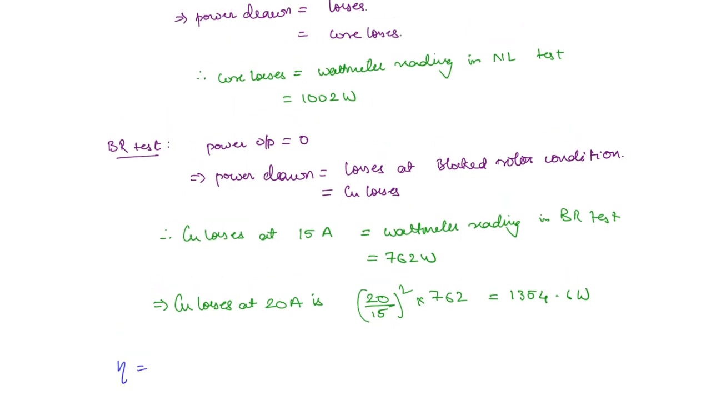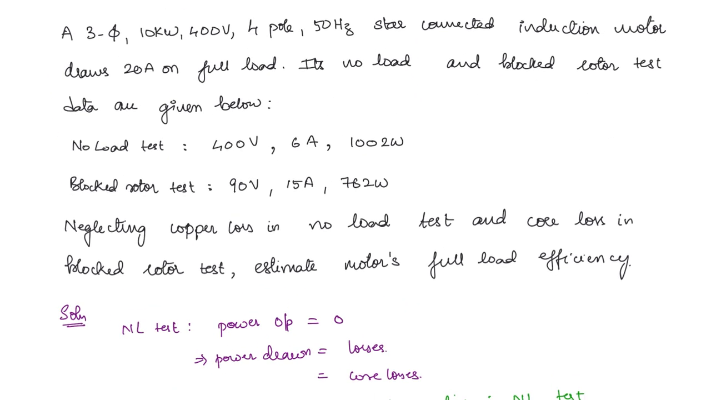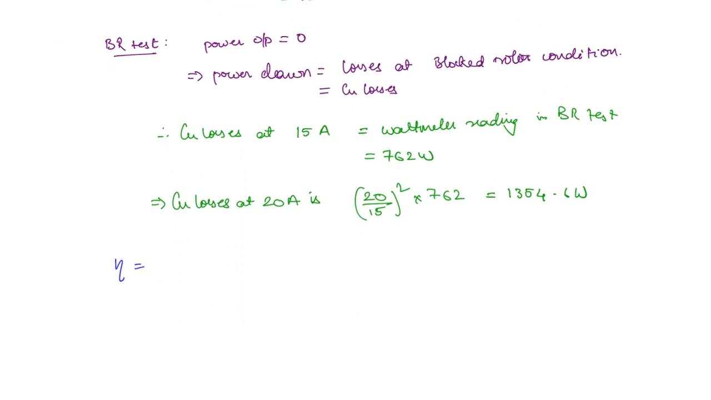This is equal to output power, which is also given in the question. What is the output power? 10 kilowatts. Okay. So we have 10,000 as the output divided by output 10,000 plus losses. So the core losses are 1002 and the copper losses at full load are 1354.6 watts. Okay. So if you calculate, you are going to get 80.92%. Okay. So this is the motor's full load efficiency.